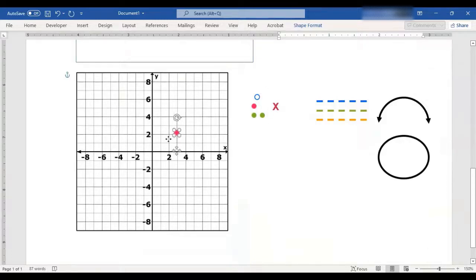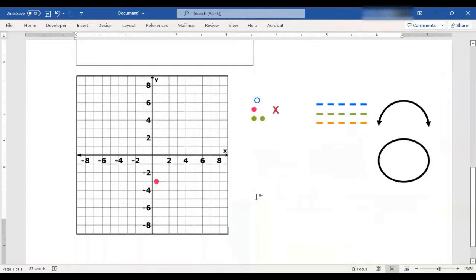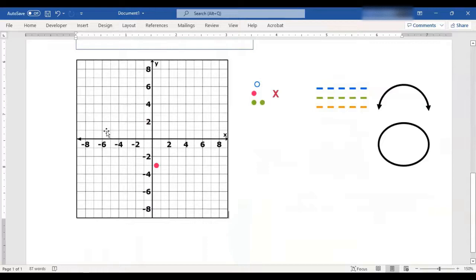1/2, -3 is going to be down here. There's my vertex. And then I know that I'm going to be opening left, as we had mentioned before. So since it's opening left, that means the focus is going to be to the left of the vertex, and the directrix will be to the right.